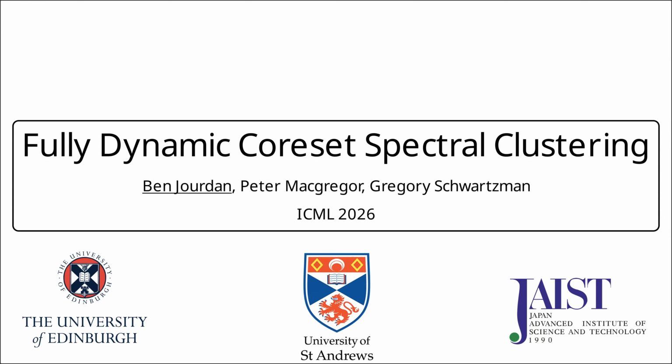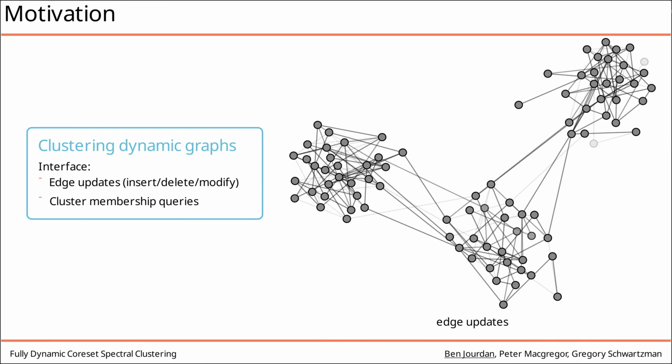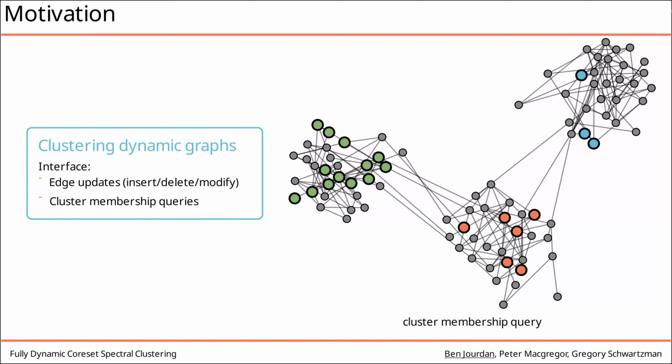Hello, I'm Ben Jordan, and I'm going to present fully dynamic Coreset spectral clustering, which is joint work with Peter McGregor and Gregory Schwartzman. The motivation for this work is the dynamic graph clustering problem and whether we could extend our previous static clustering algorithm to support it.